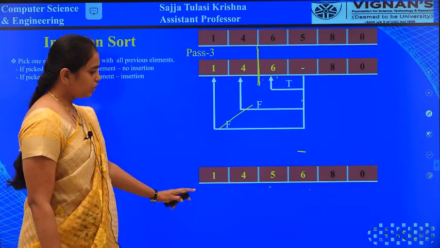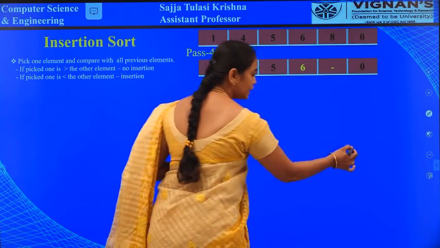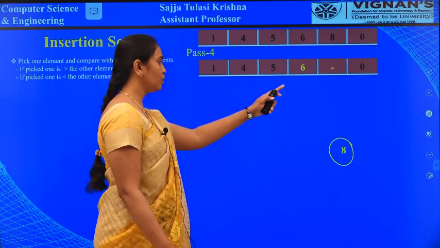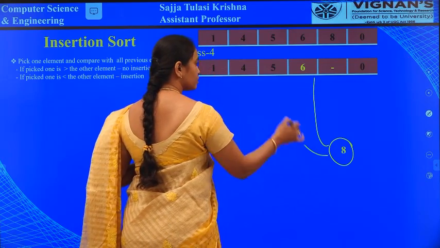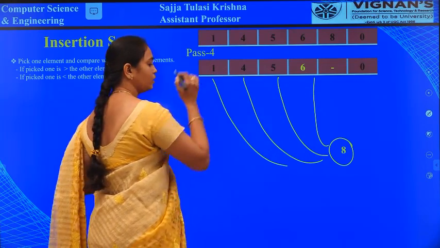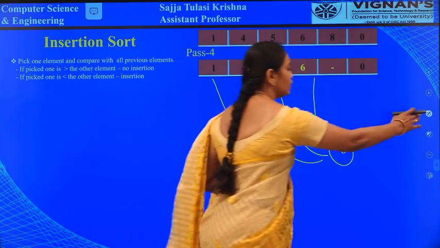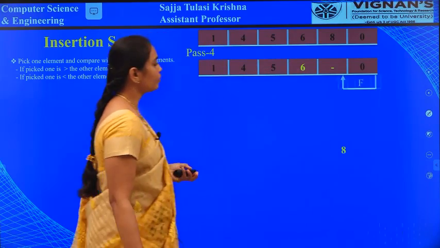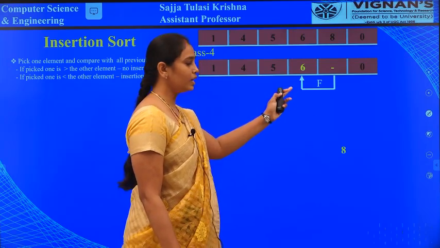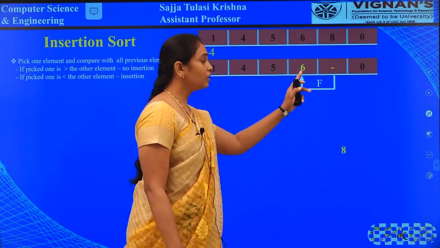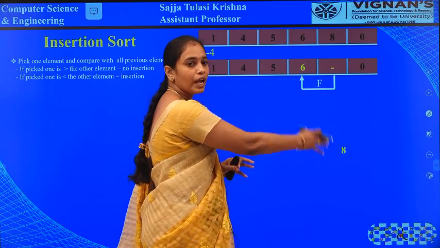So now this is the input for the next pass. See here. Now the next element is compared with the remaining previous elements. So now this 8 is compared with 6, 5, 4 and 1 again. So now the comparisons are like this. See here. So is 8 less than 6 or greater than 6? So 8 is greater than 6. So the condition is false. No need to insert 8 here.